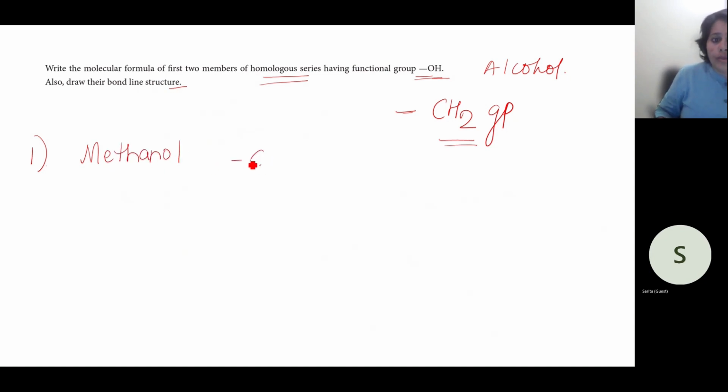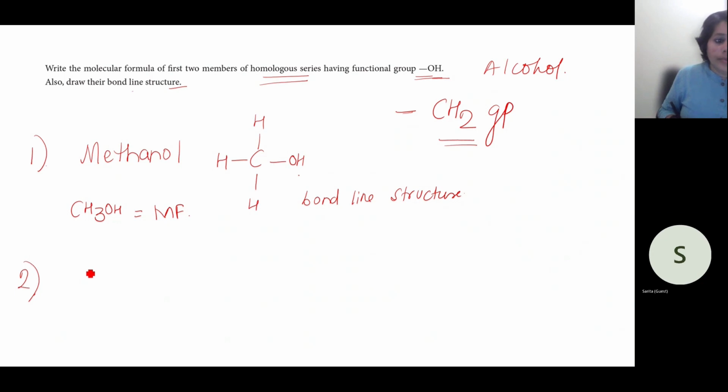Methanol. So we will write CH3, and suppose this is H, this is methane. So OH. So this is methanol. So H is replaced by OH group. This is methanol. This structure is known as bond line structure. Then the molecular formula for this structure is CH3OH. This is the molecular formula.